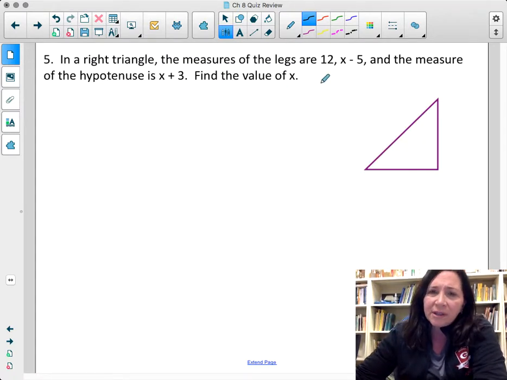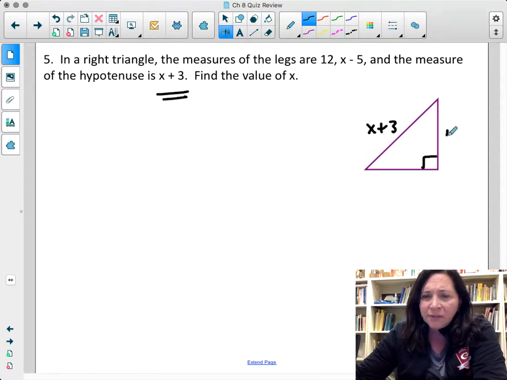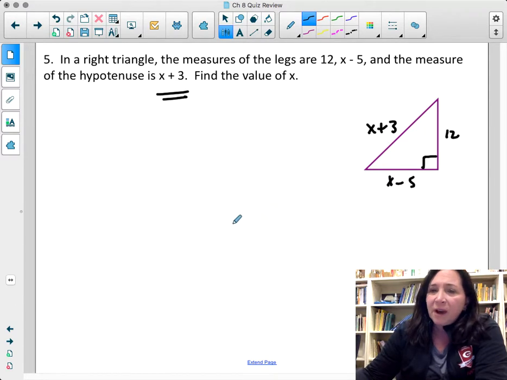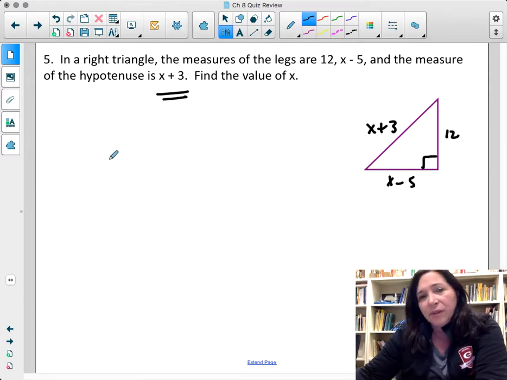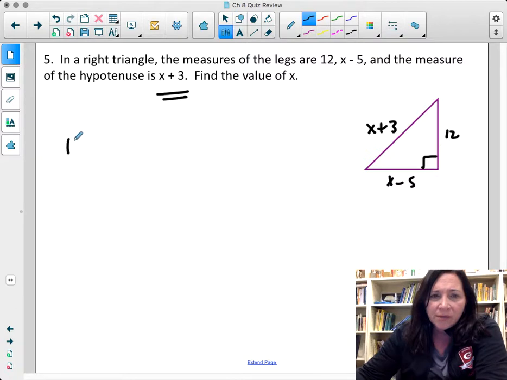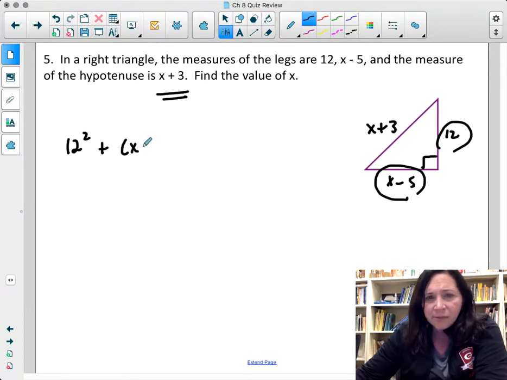Okay, so we have a right triangle. The measures of the legs are 12 and x minus 5, and the hypotenuse is x plus 3. So here's my hypotenuse, across from my right angle, x plus 3. We know one side is 12. We know the other side is x minus 5. So your job is to find the value of x. We're going to use the Pythagorean theorem because it is a right triangle. We're going to say leg squared plus leg squared, so 12 squared plus x minus 5 quantity squared is equal to x plus 3 quantity squared.